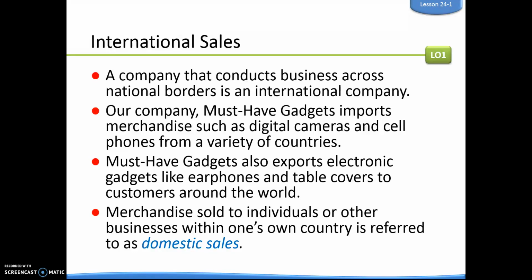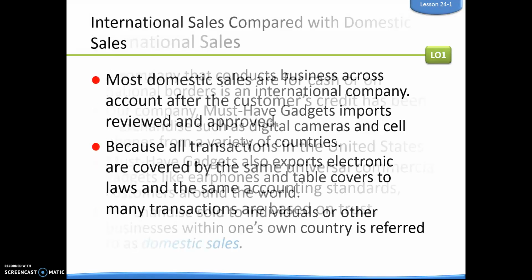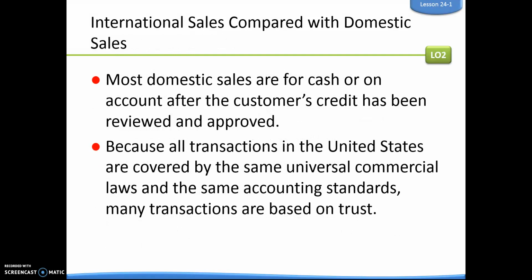If a company chooses to just sell to individuals or other businesses within their own country, we refer to that as domestic sales. Domestic just means inside our own borders. Most domestic sales are for cash or on account, which is what we've done so far throughout all of Accounting 1 and the beginning part of Accounting 2. We've only done domestic sales.